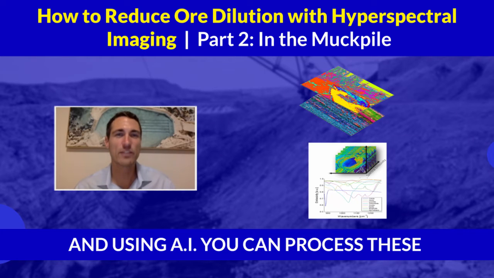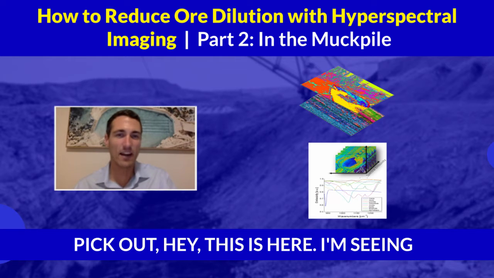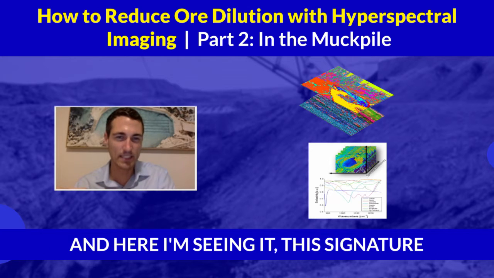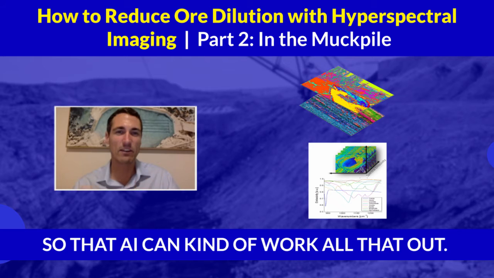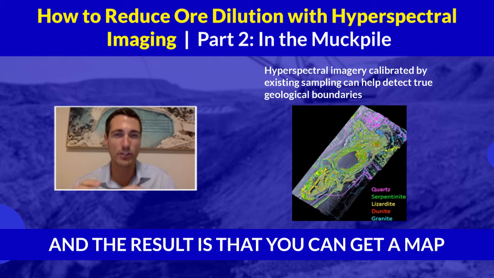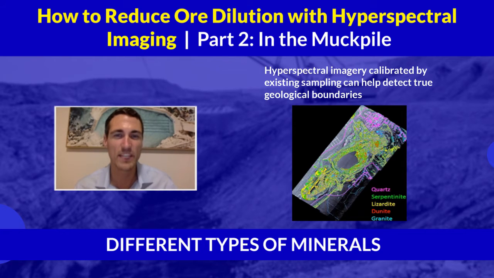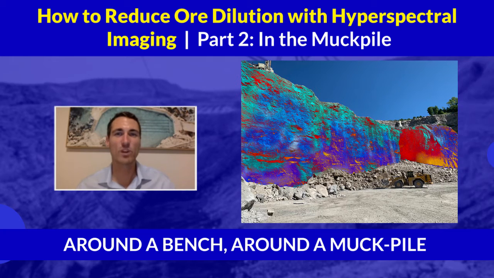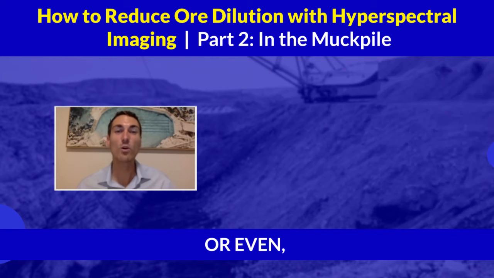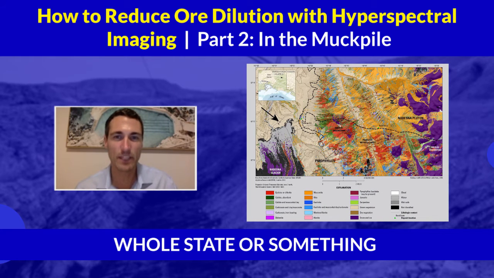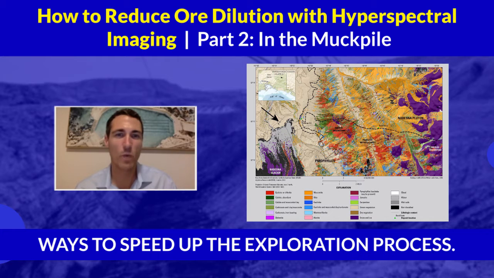frequencies of light. And using AI, you can process these and use that to pick out, hey, here I'm seeing a lot of the signature for this type of mineral, and here I'm seeing this signature for this different type of mineral. So that AI can work all that out, and the result is that you can get a map that then shows you where you have all of these different types of minerals around a site, around a bench, around a muck pile, or even at a higher level around a whole state or something, if you're looking for ways to speed up the exploration process.